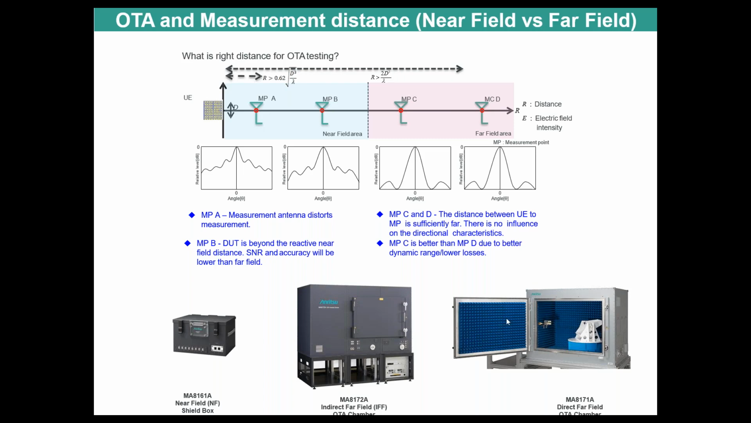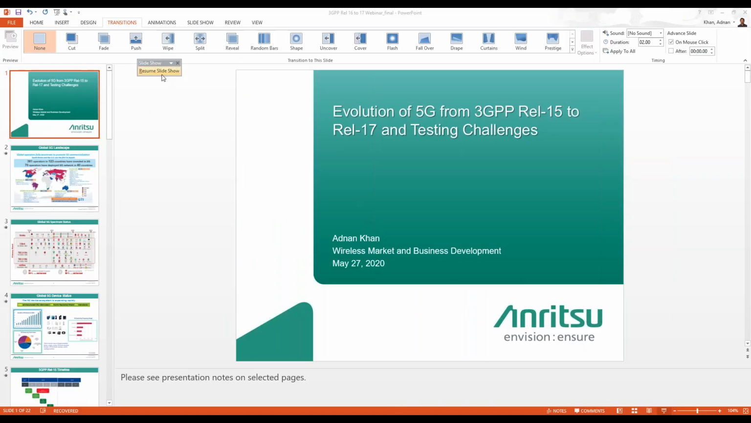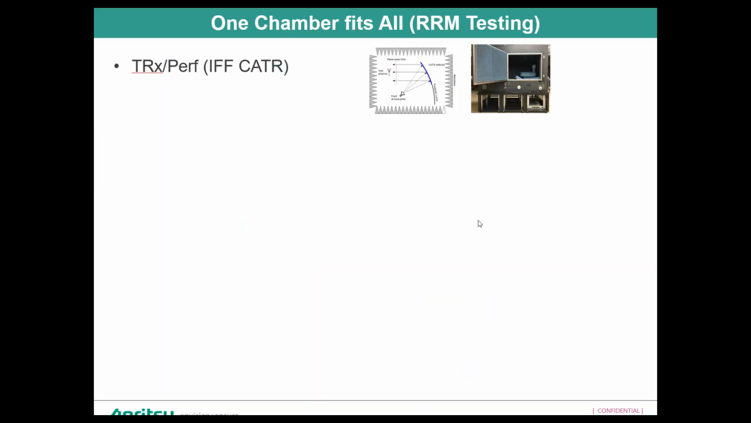What you see on the right is a direct far field chamber. What we see in the center is a CATR indirect far field chamber, or what we call compact antenna test range. All right, a few of the items that I wanted to mention here: one chamber doesn't fit everything, right? So it's important that cost is a very important factor. We want to make sure that we are able to cater to the cost for our customers in general, right?